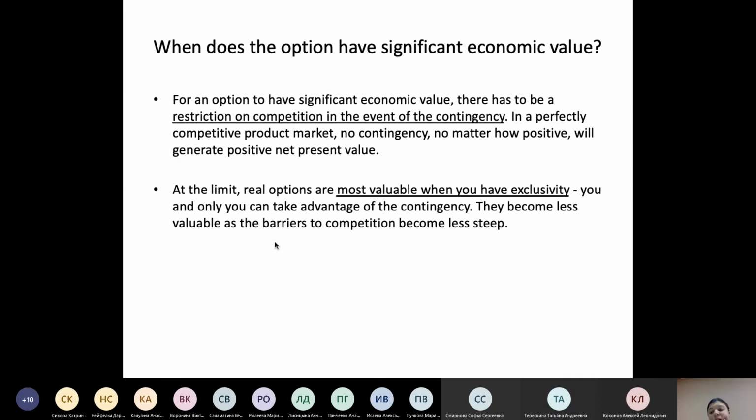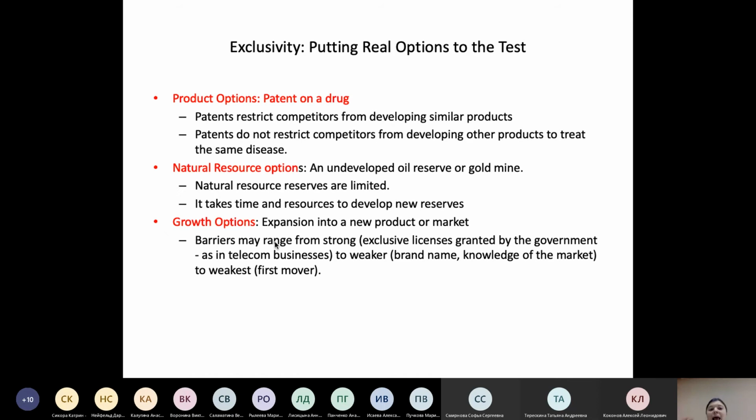And if we are making the conclusion about the significance of real options, they are most valuable when you have exclusivity. If you have a monopoly in company's valuation and in project valuation, you and only you can take advantage of this contingency. They become less valuable as the barriers to competition become less steep.